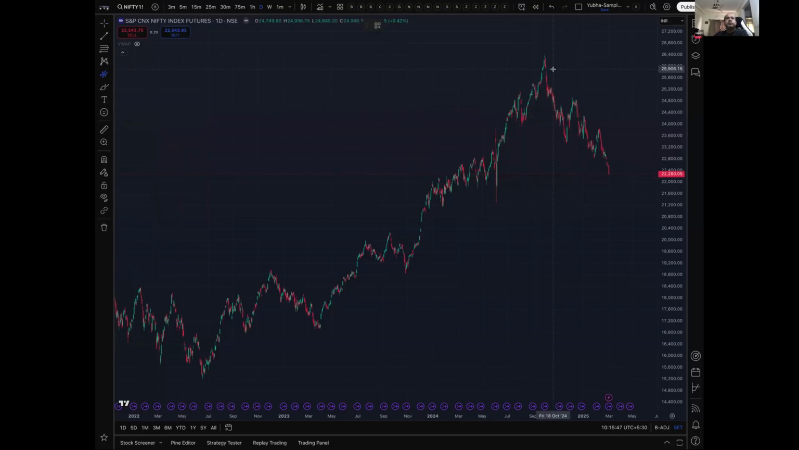Is it the Nifty futures chart, sir? Say that again. Is it the Nifty futures chart? This is the Nifty futures chart. Yes, of February?